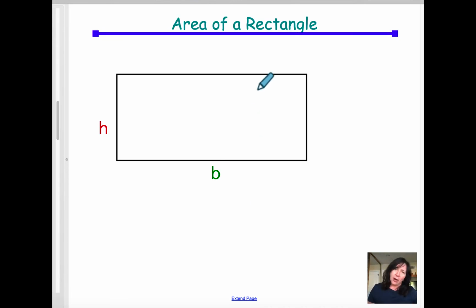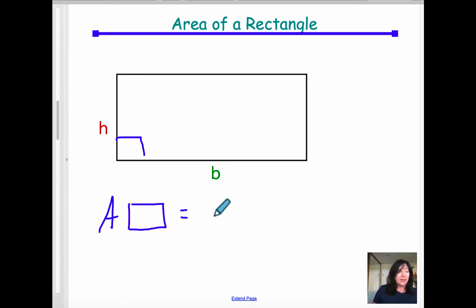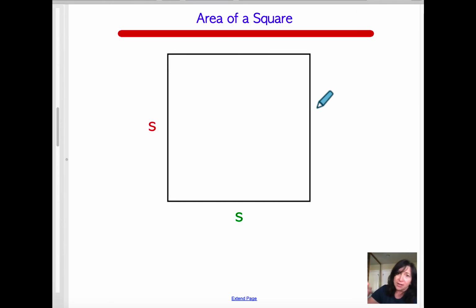So again, area of a rectangle, we already know if it's a rectangle, the base and the height are perpendicular. So you're going to write these down and you're going to have a list on the side and just keep adding to your list. The area of a rectangle is base times height. And again, we already know that the base and the height are perpendicular because it's a rectangle. Area of a square, same thing.